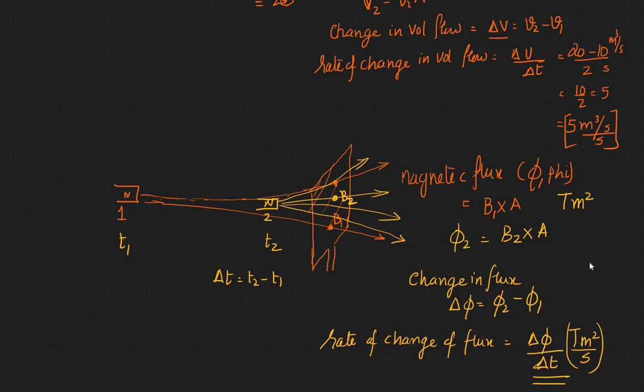As you bring the magnet closer to this coil, we know that the rate of change of flux would be positive. As you take this magnet away, then the flux lines are reducing, so your rate of change of flux will be negative, right? Because your flux lines are reducing as you take it backwards.